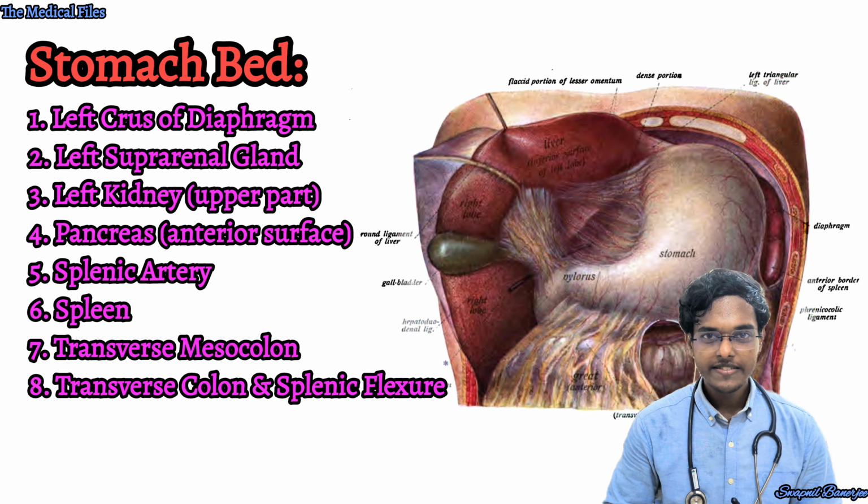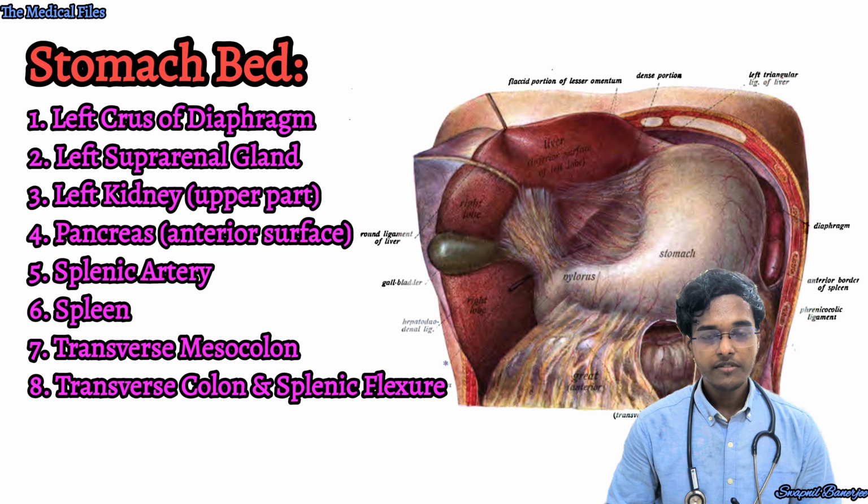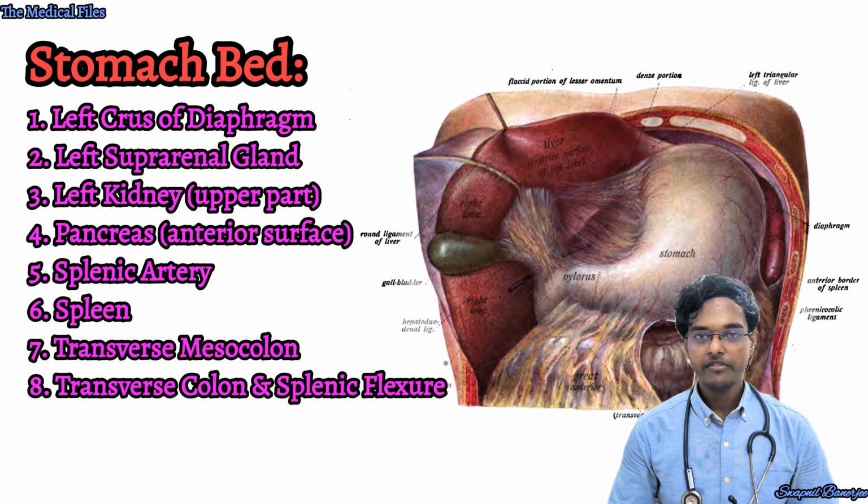So now if you elevate the stomach, which structures will you actually visualize? These structures are the spleen itself, splenic artery, splenic flexure, left kidney and left suprarenal gland, the pancreas itself, the transverse colon and transverse mesocolon, and finally the left crus of diaphragm. So these are the organs that form the stomach bed.